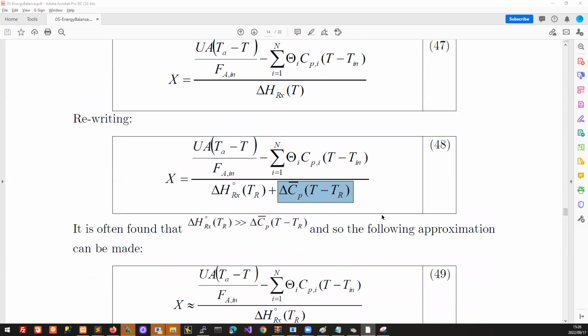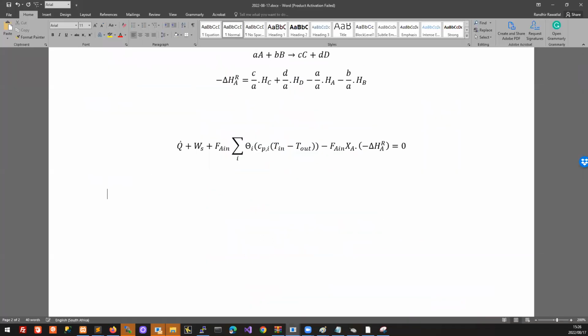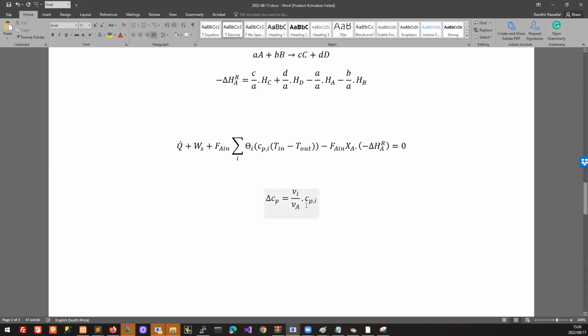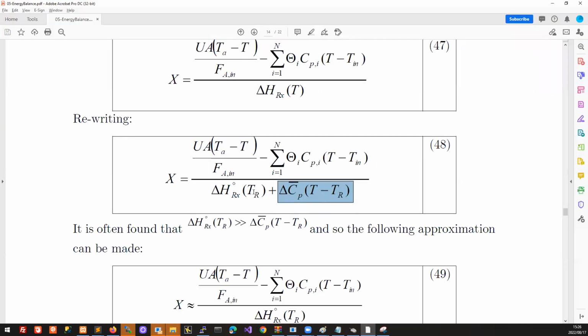So that delta CP means specifically this: delta CP equals the sum of mu I over mu A times CPI. So you take each of your species, multiply their stoichiometric coefficient from the reaction by that heat capacity, divide by the stoichiometric coefficient of A, and that will give you the overall heat capacity change due to reaction. So that's, if you like, the CP version of the heat of reaction.